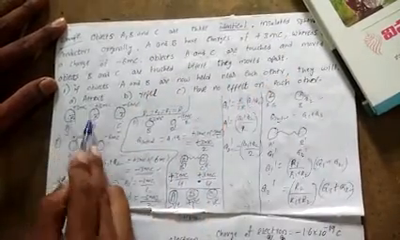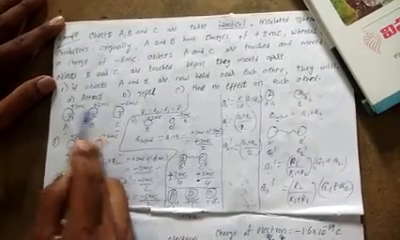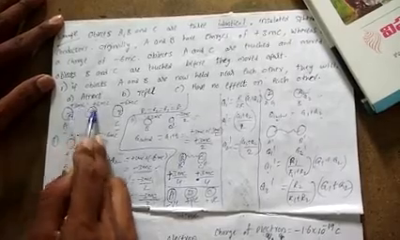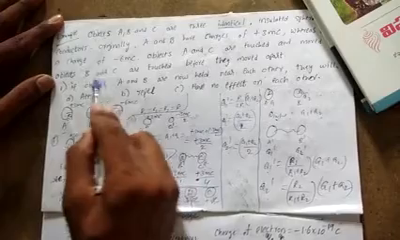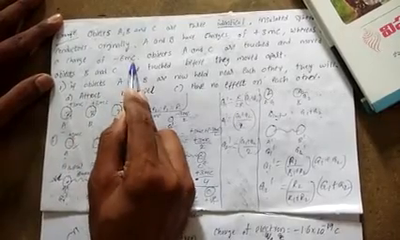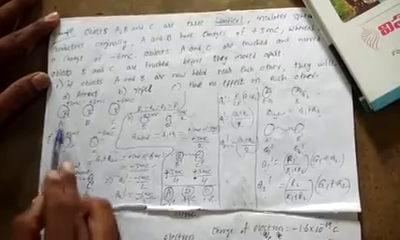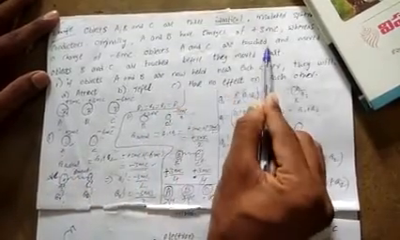So next, originally A and B having charges of plus 3 millicoulomb. So A and B are equally charged. Okay, right? So how much is it? Plus 3 microcoulomb, plus 3 microcoulomb. Next, they gave that body C having minus 6 millicoulomb.